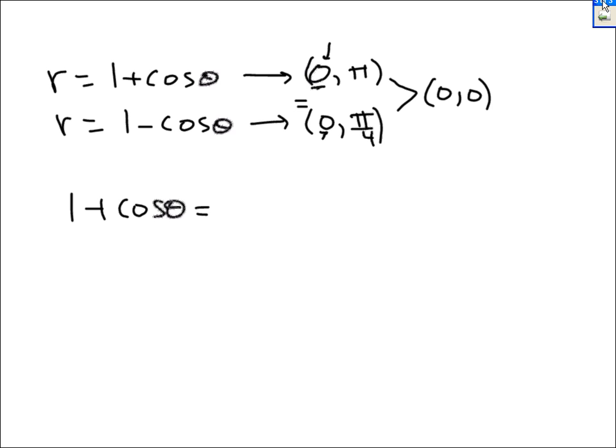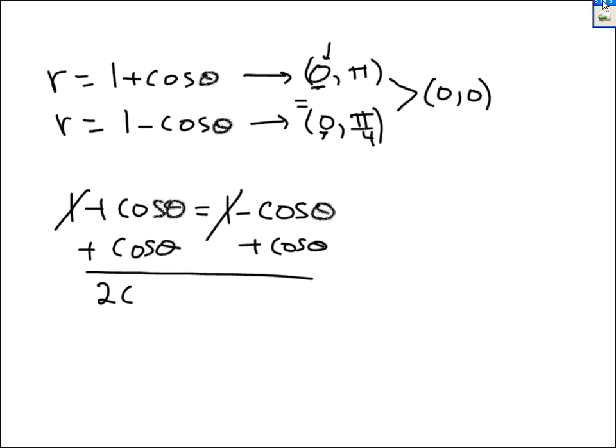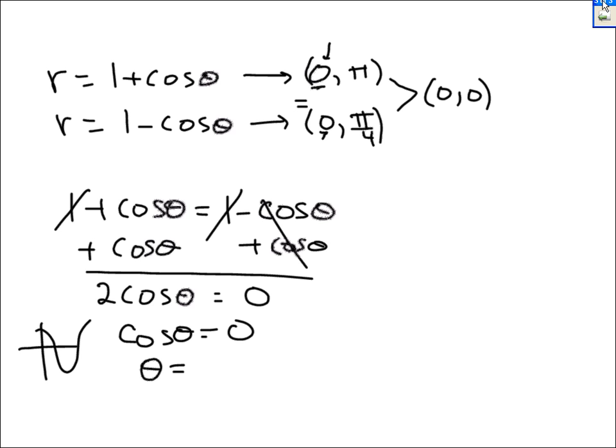We used to set the y's equal to one another. Now we set their r's equal to one another. I take away 1 from both sides. Add cosine theta to both sides. You get 2 cosine theta is 0. That means cosine theta must be 0. So theta can be pi over 2 or 3 pi over 2.